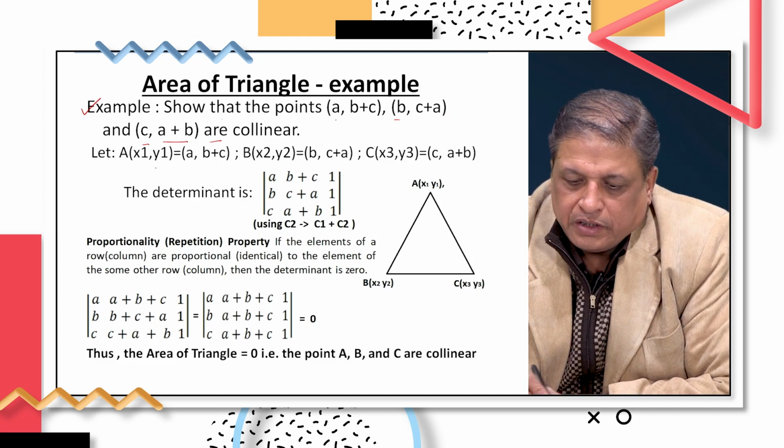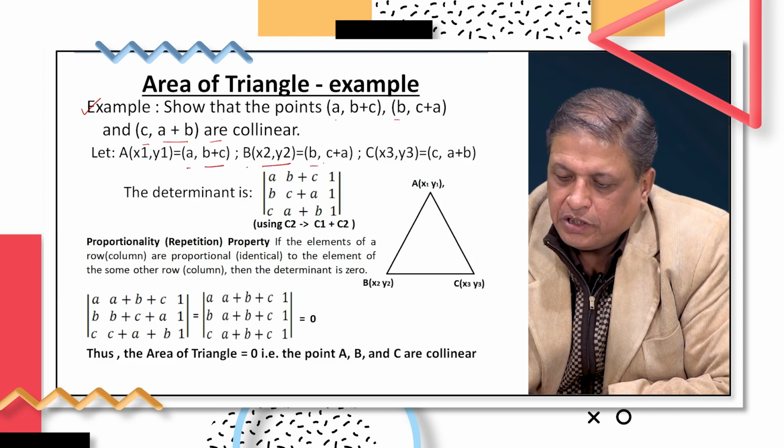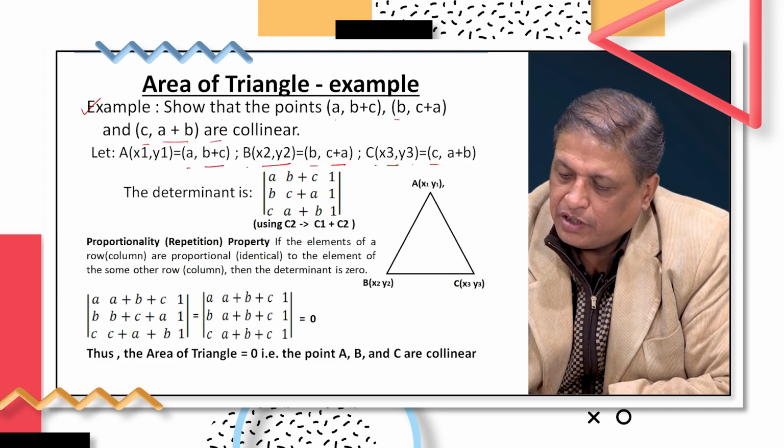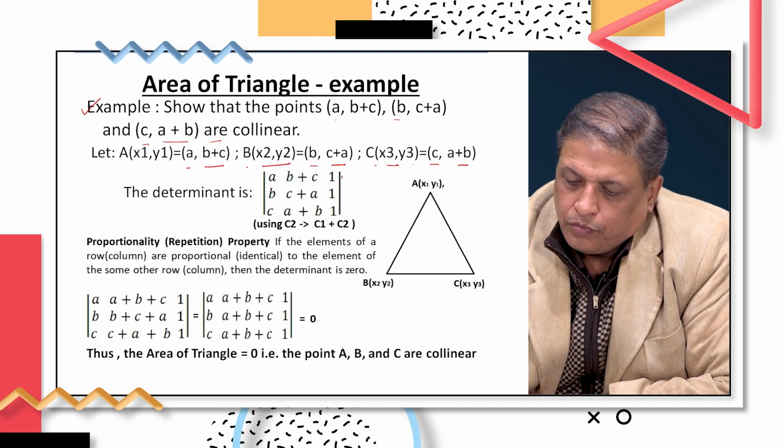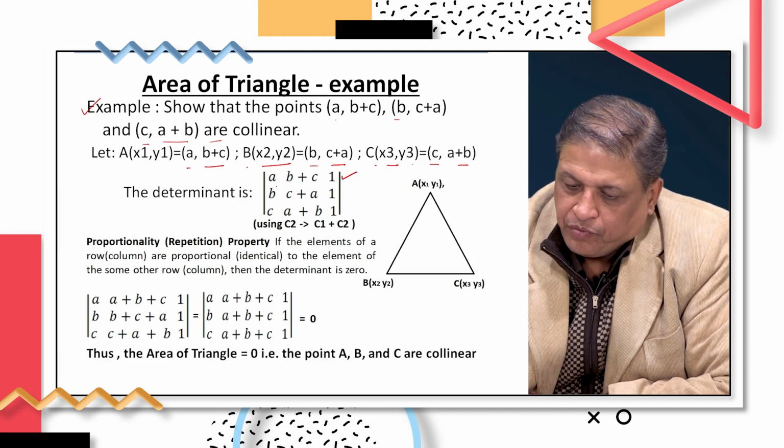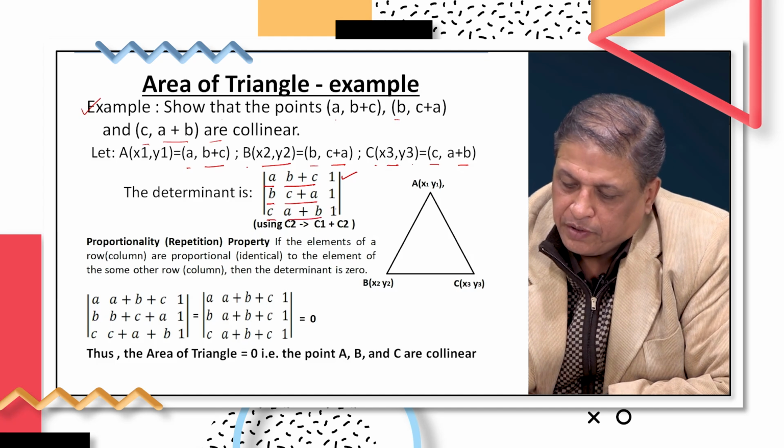So A is (x1, y1), which is (a, b + c); B is (x2, y2), which is (b, c + a); C is (x3, y3), which is (c, a + b). Now putting the values in the determinant: a, b + c, 1; b, c + a, 1; c, a + b, 1.